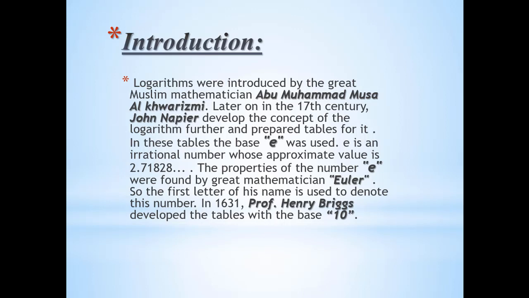The properties of the number e were found by the great mathematician Euler, so the first letter of his name is used to denote this number. In 1631, Professor Henry Briggs developed the tables with the base 10. This is the brief introduction to the chapter on logarithms.